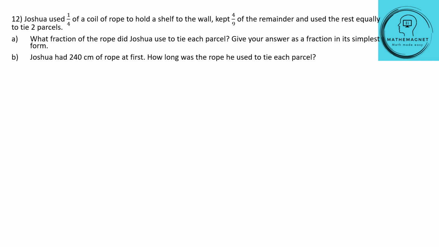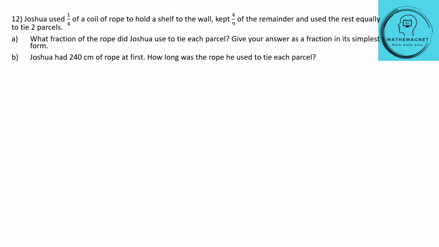Let's look at the next question. Question number 12. Joshua used 1/4 of a coil of rope to hold a shelf to the wall. He has kept 4/9 of the remainder and used the rest equally to tie 2 parcels. What fraction of the rope did Joshua use to tie each parcel? Give your answer as a fraction in its simplest form. And Joshua had 240 centimeters of rope at first. How long was the rope he used to tie each parcel?